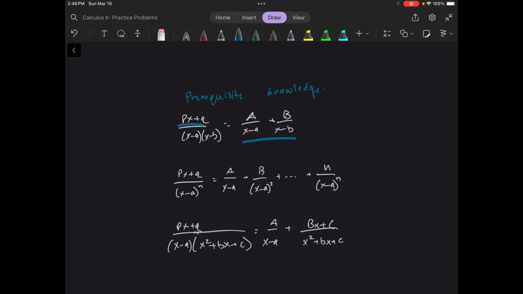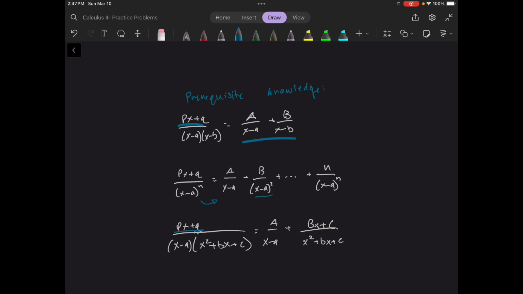But then this one we should have learned in pre-calc, that some function px plus q over x minus a to the n power is a over x minus a plus b over x minus a squared, and it keeps increasing in power until you get to that nth power. But we really only go to the 2, maybe 3 in calculus 2.